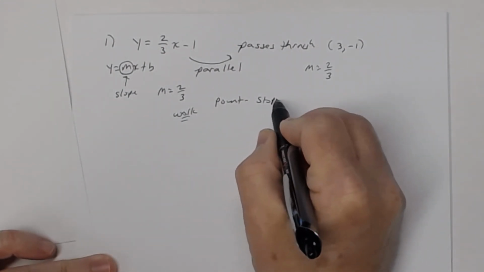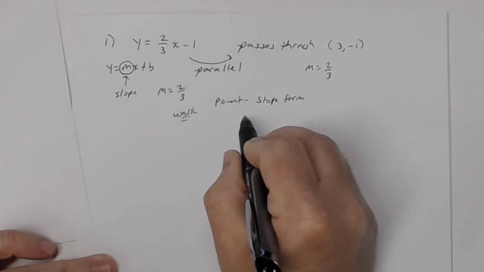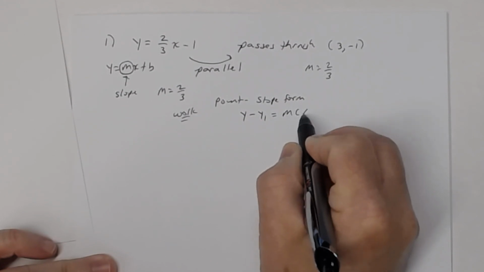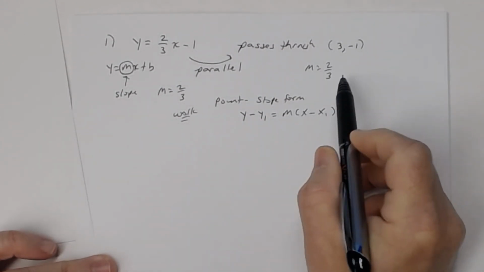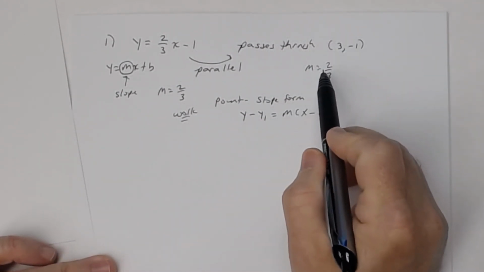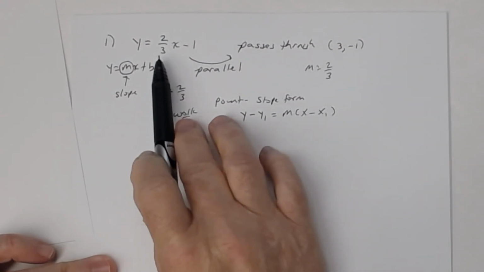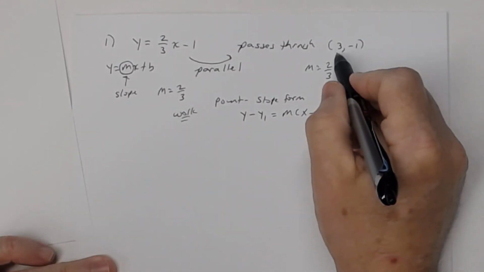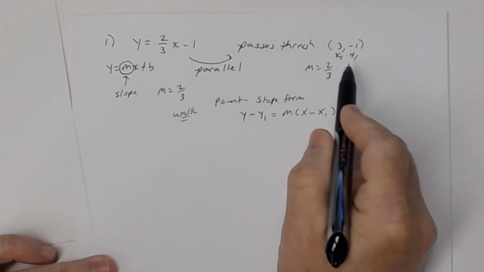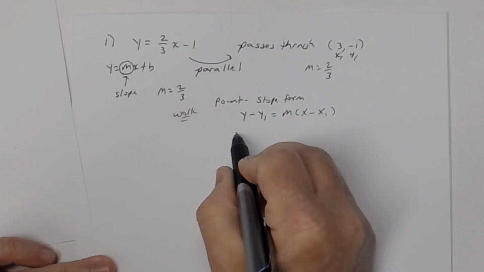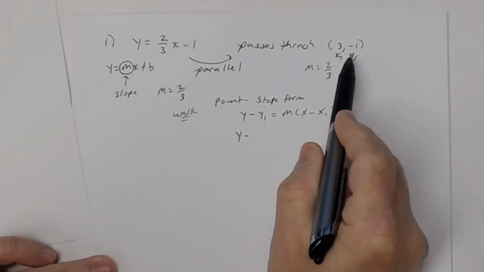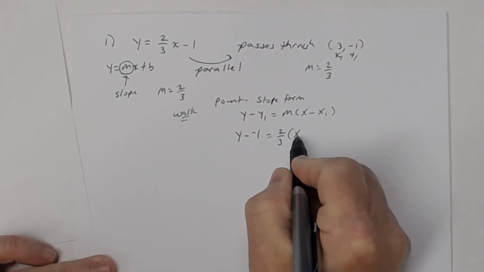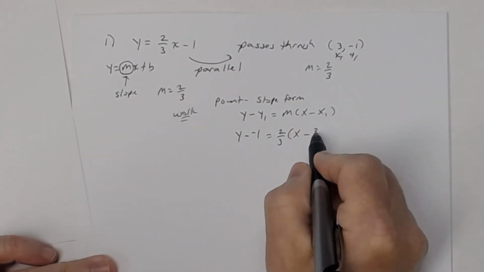So point-slope form. And remember, point-slope form is y minus y1 equals the slope times x minus x1. And so you know the slope of this line, it's 2/3 because it's parallel to this line, which has slope 2/3. And you have this point here, so we'll call this (x1, y1). So we're going to substitute into this formula. So y subtract -1 equals the slope, which is 2/3, times x subtract x1, which is 3.